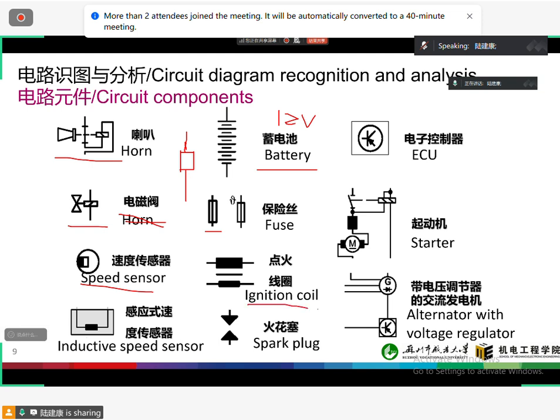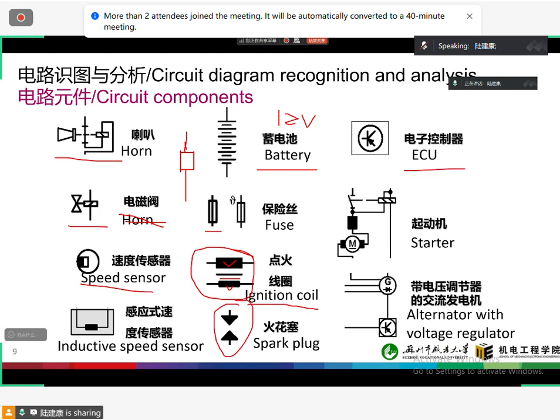And this is the ignition coil. We use this part to represent the ignition coil, because you can see here we have two parts, right? Two parts and a short line here. This is similar to the ignition principle. And this is the spark plug. This means the spark plug.